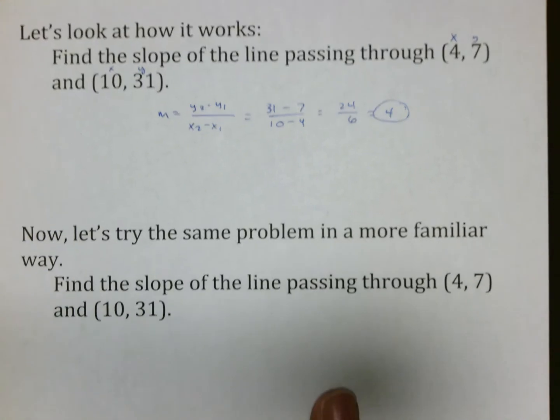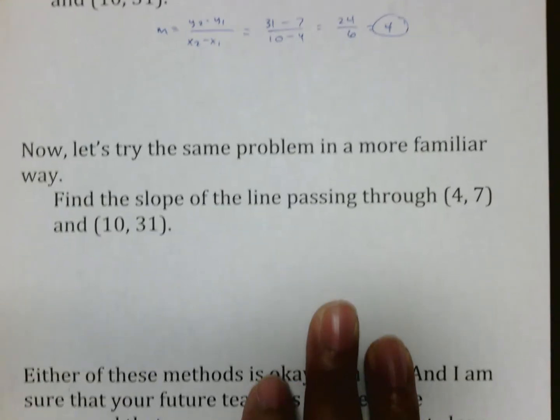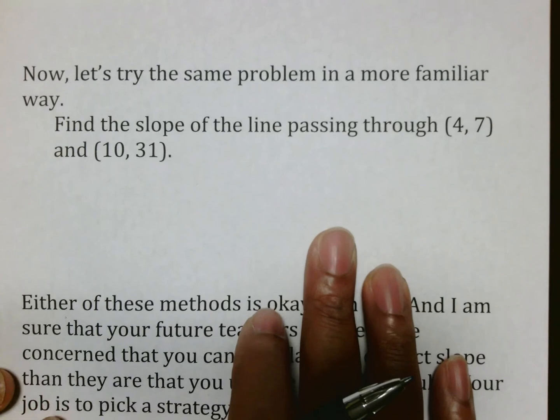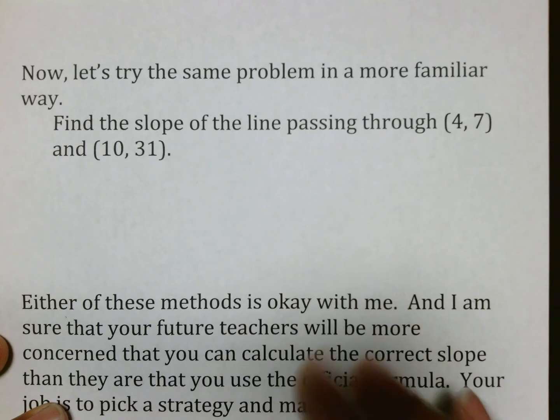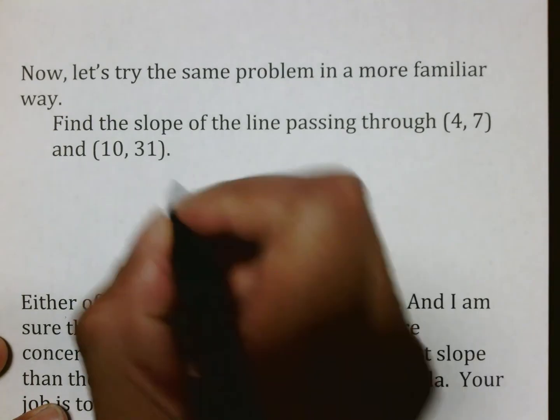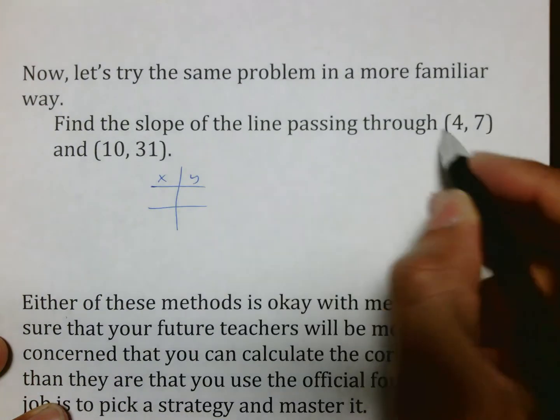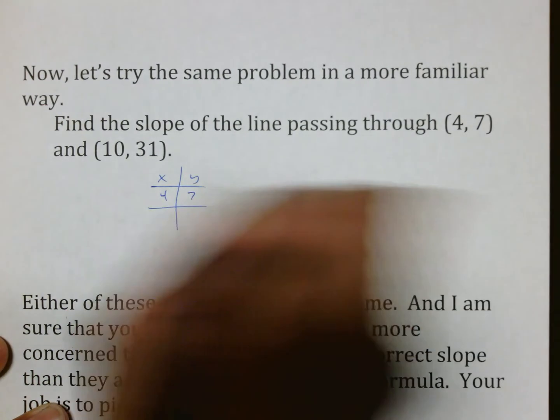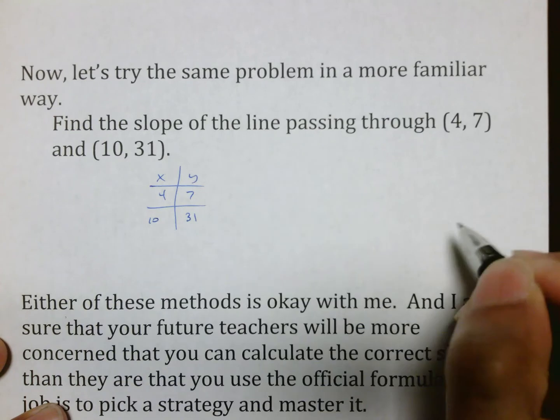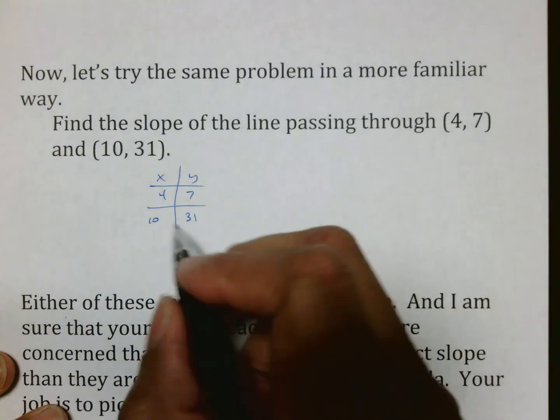But the same problem in a familiar way, again, the way that you're going to actually do it today, at least in a lot of the questions. Now after today you don't have to do it this way, but for now, for today, what you're going to do is take these 2 points and just simply transfer them. So 4, 7, and 10, 31. And then you really don't need the formula anymore.